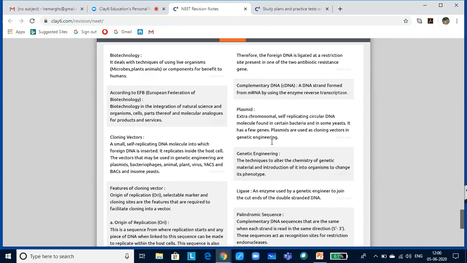Suitable preservatives are added to it and it is sent for clinical trial in the case of drugs before it is released into the market for public use. So this completes the key concepts of the lesson, principles and processes of biotechnology.